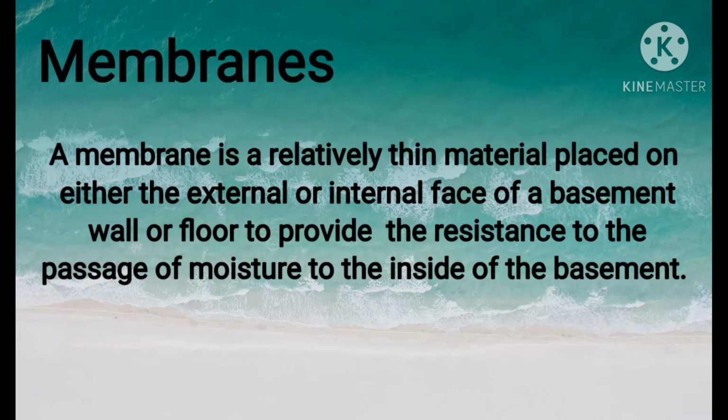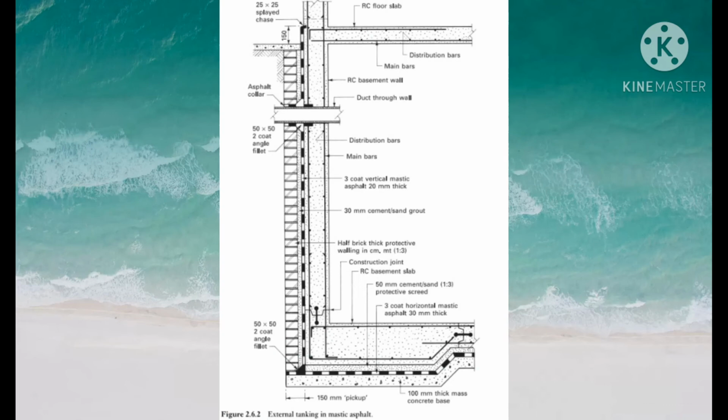Membranes is another method of waterproofing. A membrane is a relatively thin material placed on either the external or internal face of a basement wall or floor to provide a resistance to the passage of moisture to the inside of the basement. If the membrane is applied externally, protection is also given to the structural elements and the hydrostatic pressure will keep it firmly in place. But a reasonable working space must be allowed around the perimeter of the basement.